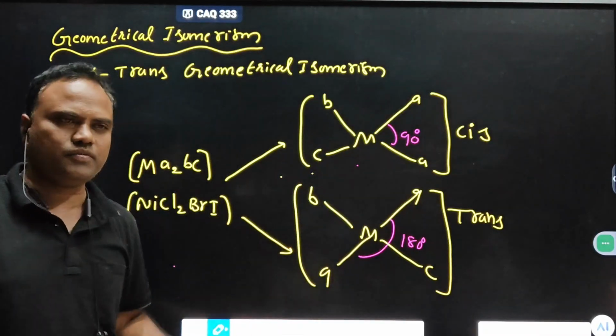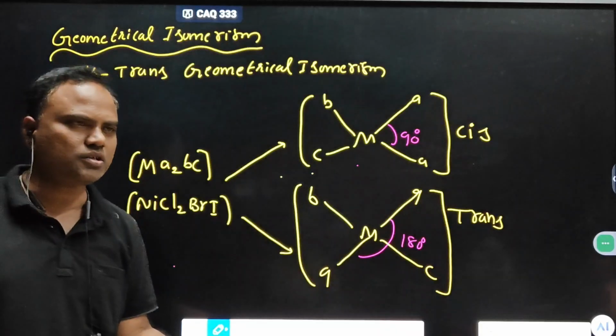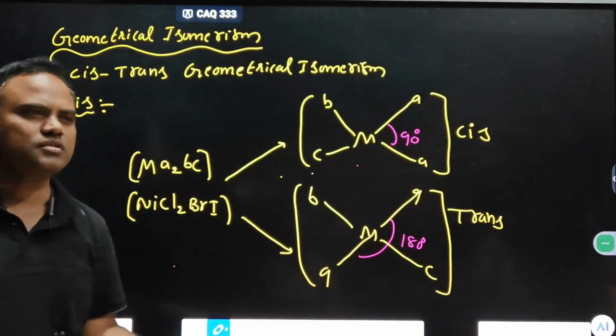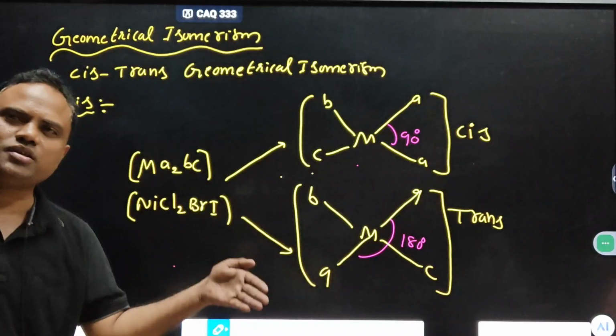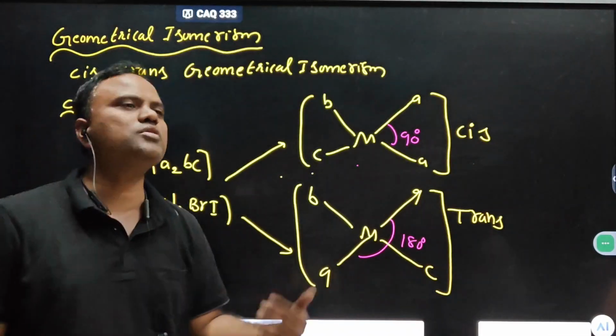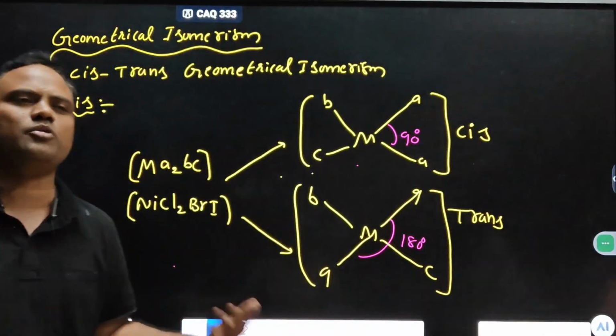90, 180. Enough. But in organic chemistry, geometrical isomerism is about the same side: two similar groups present on the same side of the double bond is cis. Two similar groups present on the opposite side of the double bond is trans.